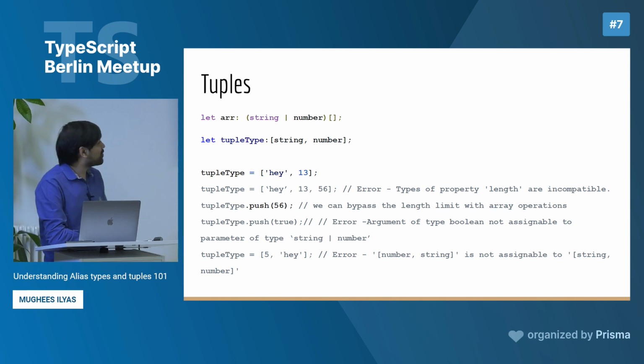So we want to define an array which is of type string and number, and we are really worried about what is on the 0th index and what is on the first index.